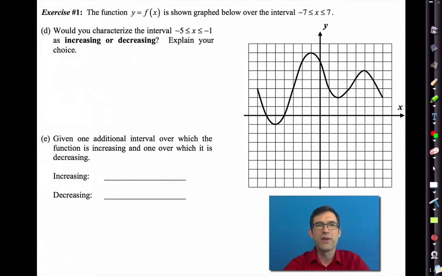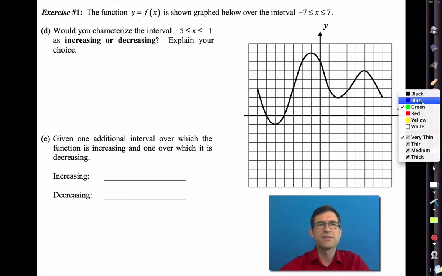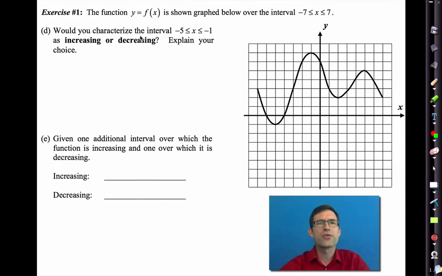Continuing with this one particular function, take a look at what it asks us to do in letter D. Would you characterize the interval x greater than or equal to -5, less than or equal to -1 as increasing or decreasing? Explain your choice. So let's go to x equals -5. 1, 2, 3, 4, 5. Here's -5. And here's -1. So the question is, what's the function doing on this interval? Is it increasing or is it decreasing?